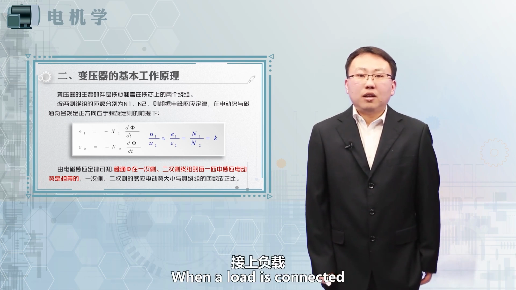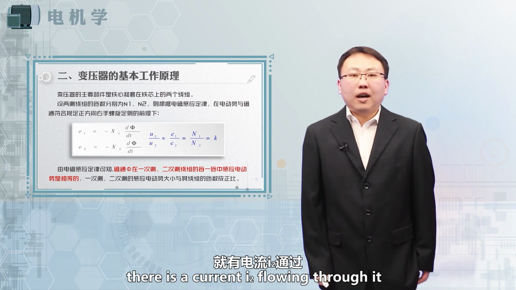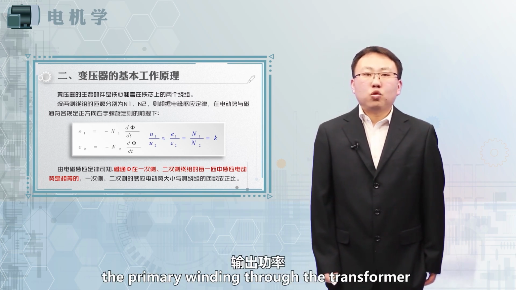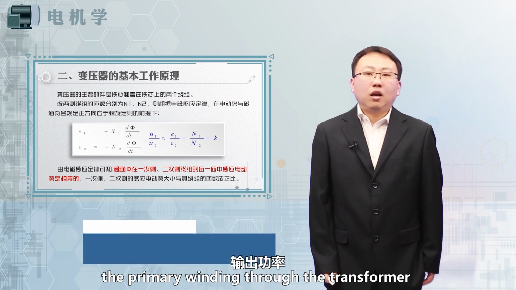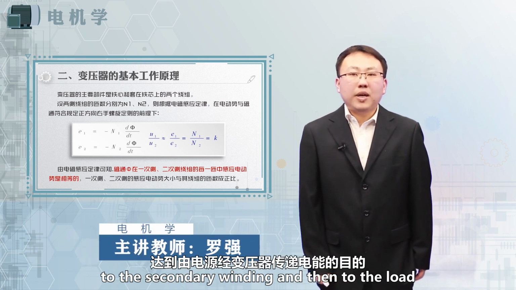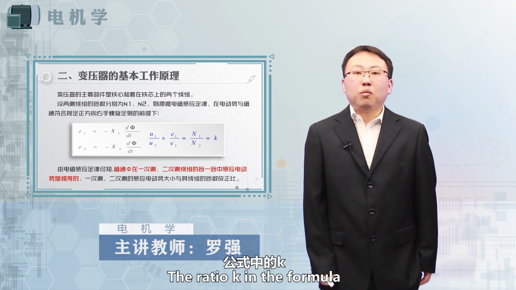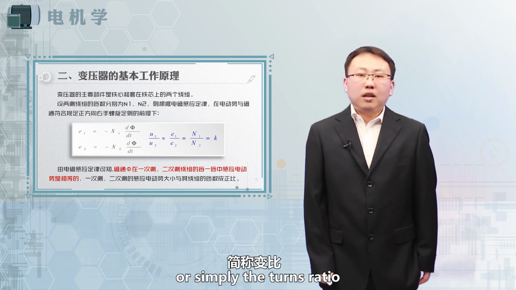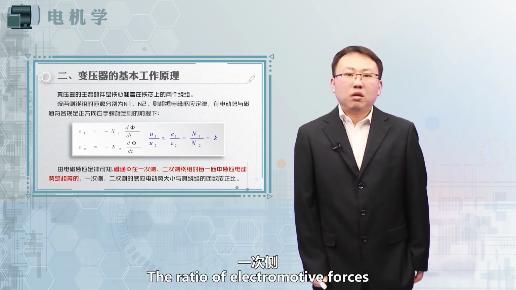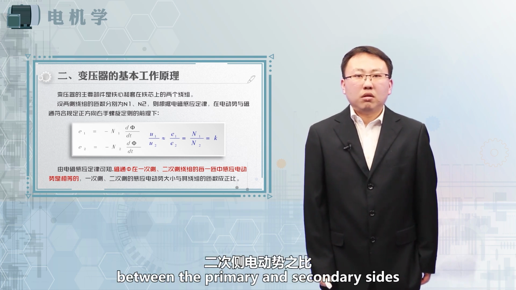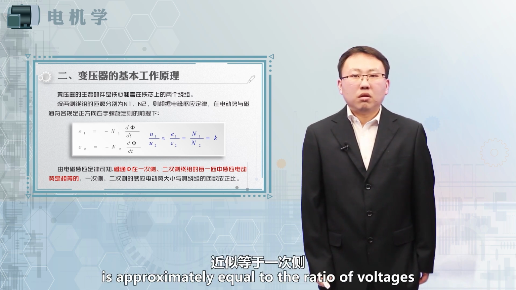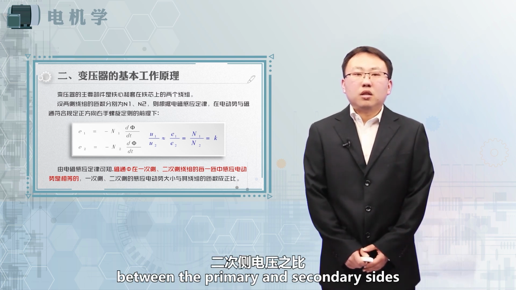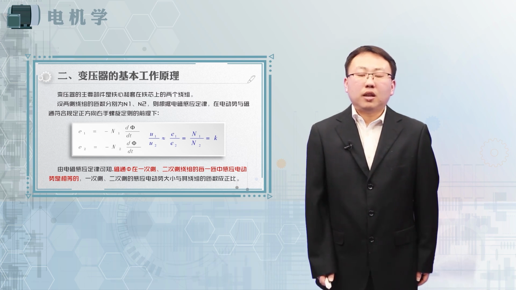When the load is connected, there is a current I2 flowing through it. Thus, the power is transmitted from the primary winding through the transformer to the secondary winding and then to the load. The ratio K in the formula is called the transformation ratio, or simply the turns ratio. The ratio of electromotive forces between the primary and secondary sides is approximately equal to the ratio of voltages between the primary and secondary sides.